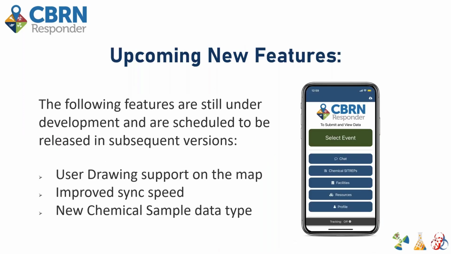We have a few upcoming new features that will be in the next release of the CBRNResponder mobile app. So they're still under development, but they are coming. And that's the ability to see user drawings and have user drawing support on the map, improved sync speed, and the new chemical sample data type. We're still working and progressing this application, so it's as useful and beneficial to you all as you start to make your transition from those RadResponder and ChemResponder apps to the single CBRNResponder mobile application.